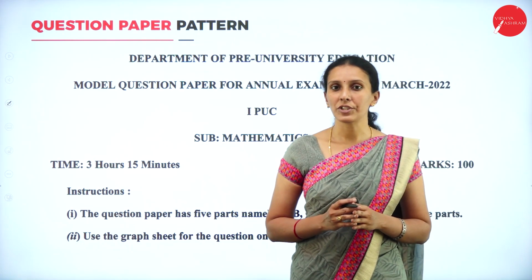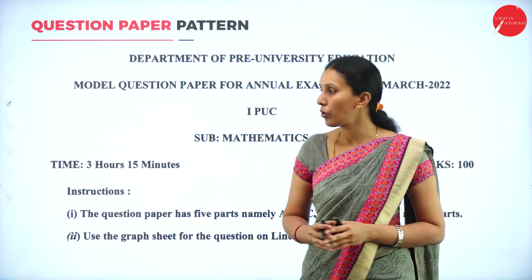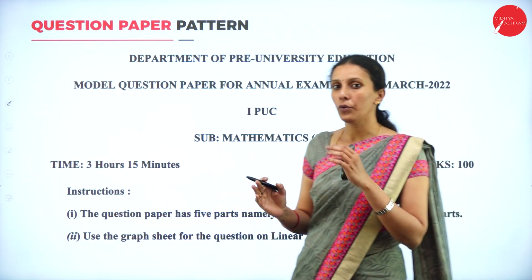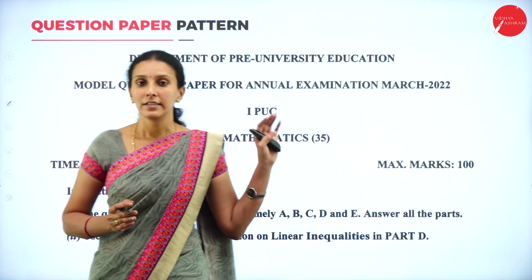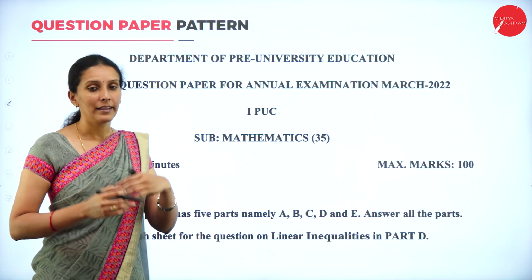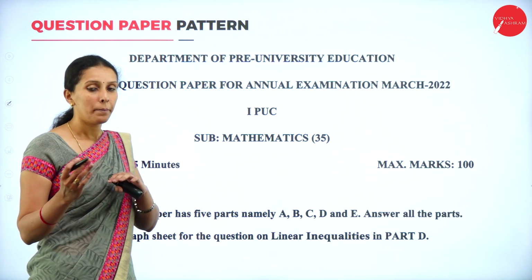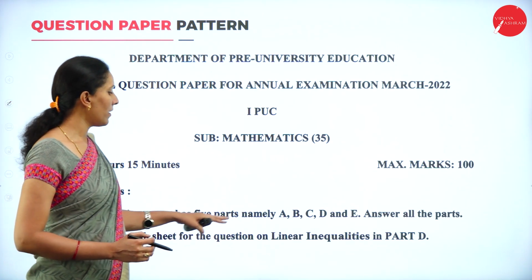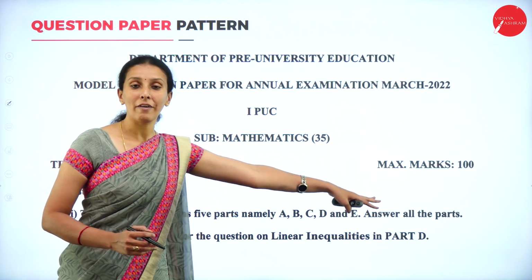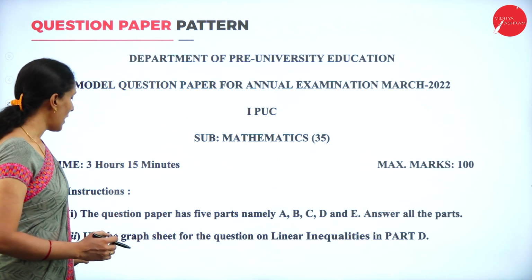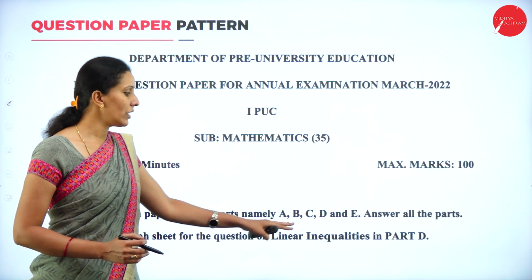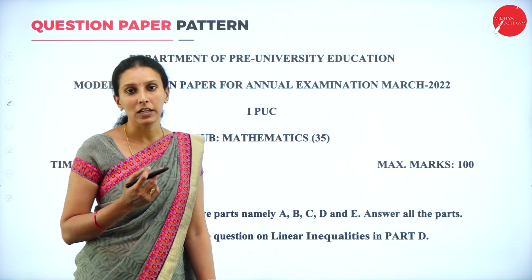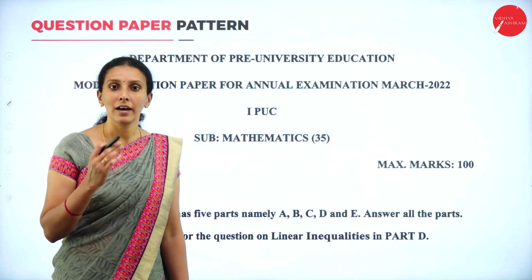So this is the question paper prescribed by the Pre-University Board of Karnataka. As usual, the same format will be for your final examination. This is one sample paper they have prescribed to make it a practice. So you have a question paper, 5 parts, A, B, C, D and E. You have to answer all the parts here and use the graph sheet for the question of linear inequalities in part D. So you know that there will be one graphical solution method. There you have to use a graph sheet.